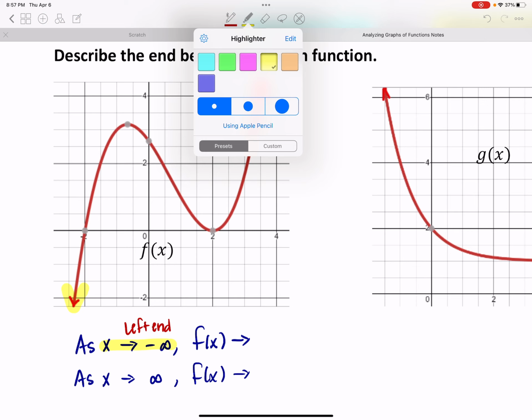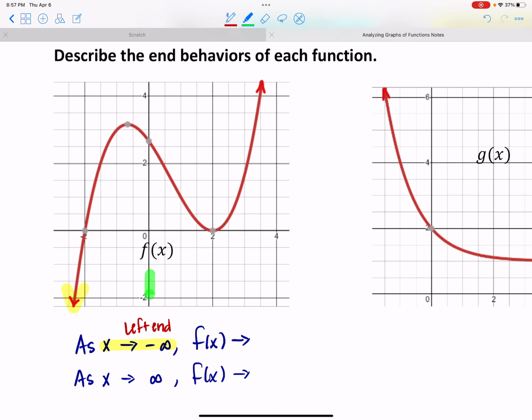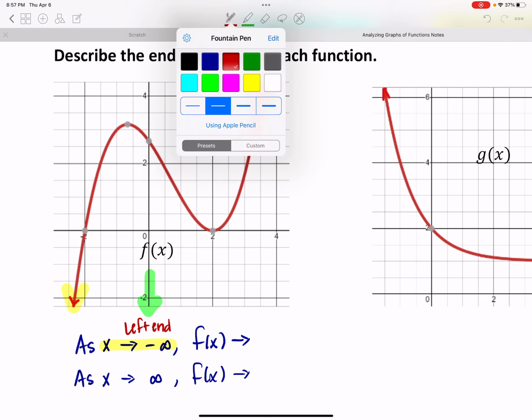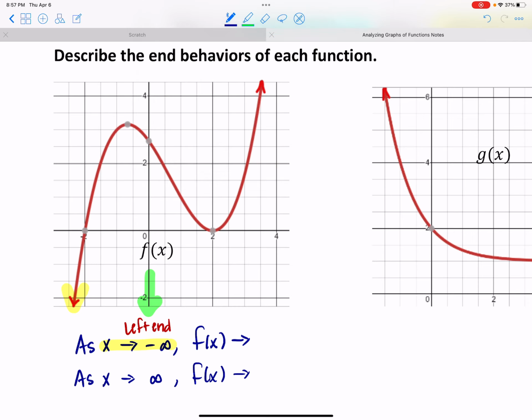So if we're on the y-axis going down forever, where are the y values headed as we go down forever? Well, they're headed toward, back to blue please, toward negative infinity. So the y values are going to negative infinity.